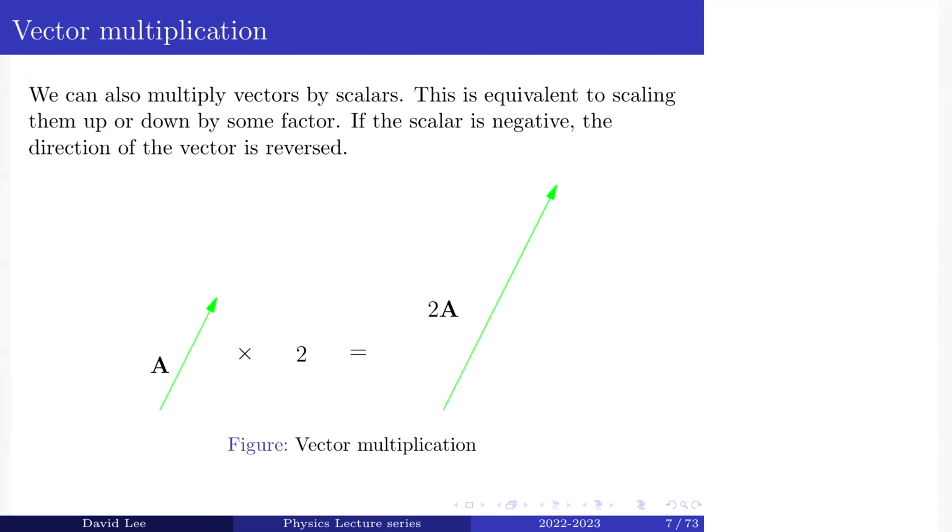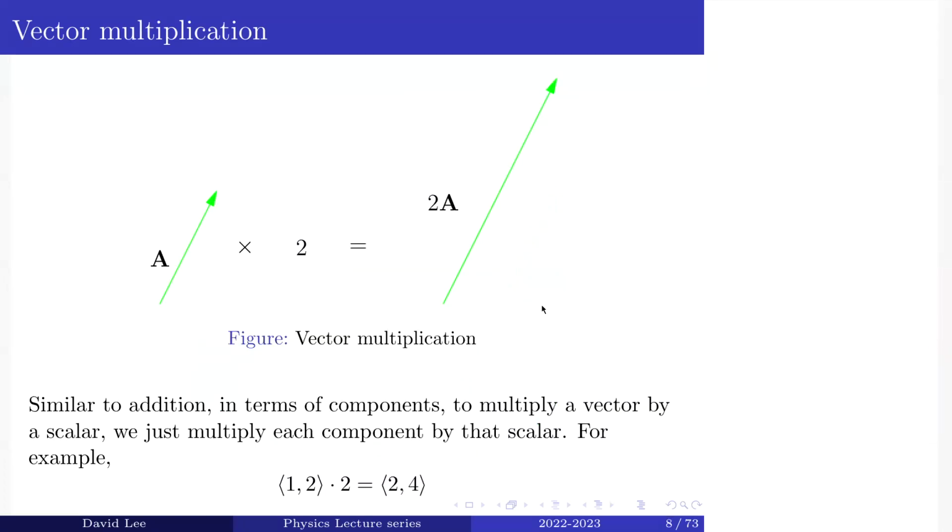And multiplying vectors by a scalar is also quite easy. It's equivalent to scaling it by some certain factor, and if the factor is negative, it'll also reverse the direction. And in terms of components, it's also quite easy. You just multiply each component by whatever value.